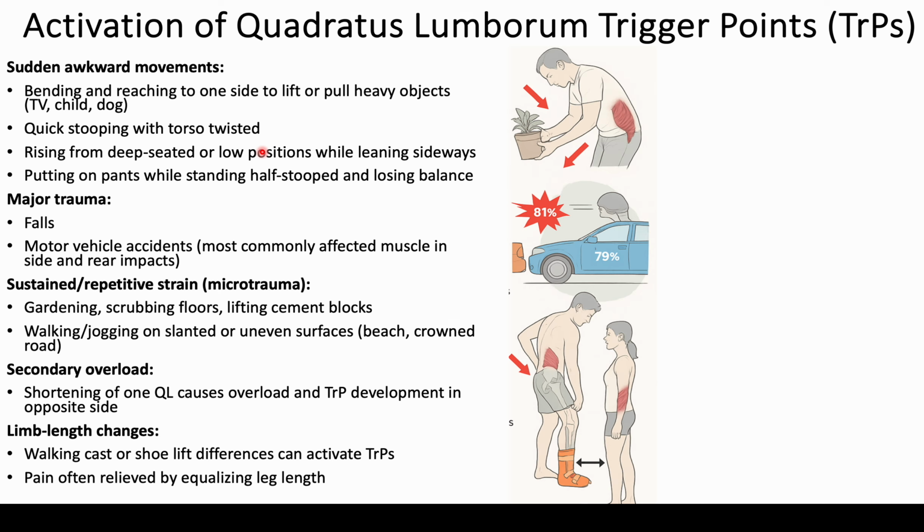Major trauma, sustained repetitive strain. A lot of patients do this: gardening, scrubbing floors, lifting cement blocks, walking or jogging on slanted or uneven surfaces, secondary overload, limb length changes, walking cast. Someone gives a patient an orthotic, or they buy an orthotic that's not the same size. This can all induce quadratus lumborum trigger points.